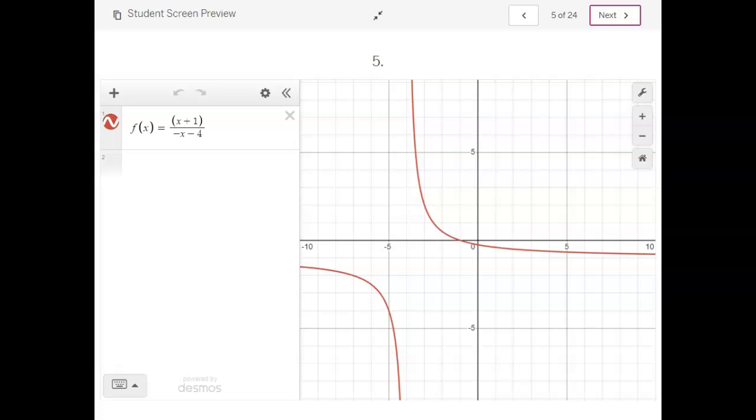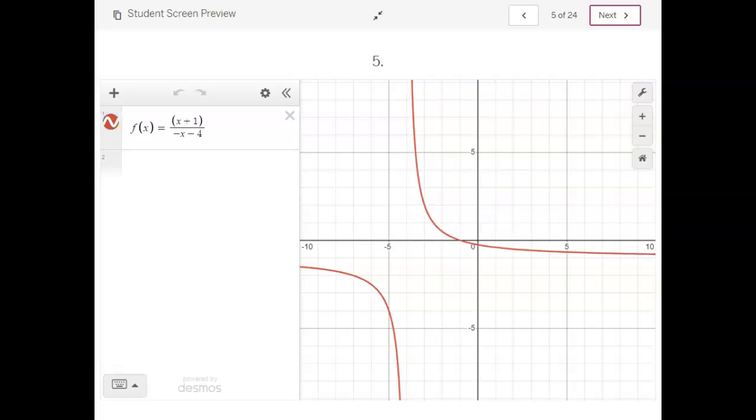All right, number 5. The limit as x approaches, I can't read that, it's a blob, -4 from the left. And yeah, -4 from the left, I've got -infinity. -4 from the right is infinity.